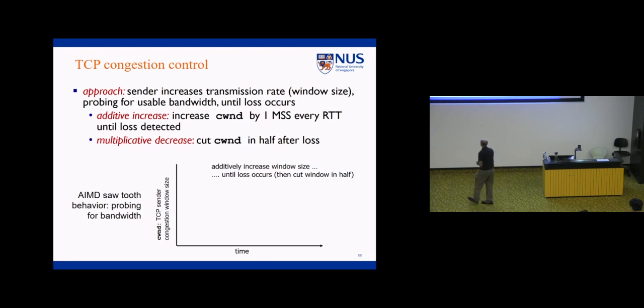So the whole idea here is I want to probe the network. I want to test the network to see how much available capacity there is, and then hopefully operate somewhere around there. So how do we do this? The way we will do it is, initially I will start very conservatively. Maybe I start with a window of n equals 1. I allow you to send only one packet.